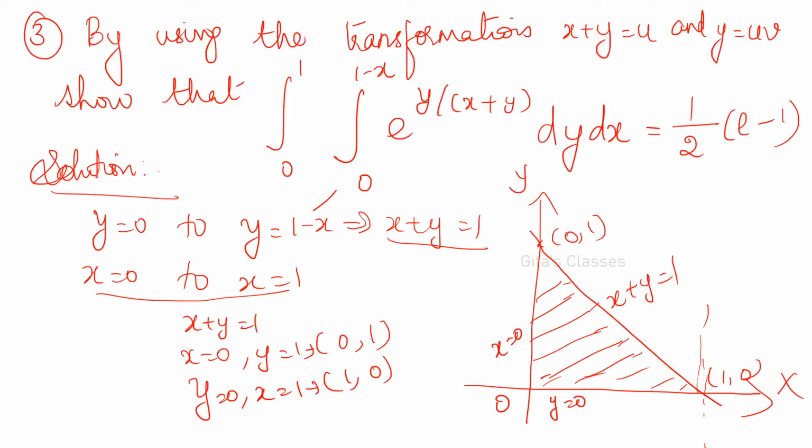Now, what are the given relationships? x plus y is equal to u, and what is the second relation? y is equal to uv. Now you try to write x in terms of u and v, and y also in terms of u and v, so that we can substitute properly.